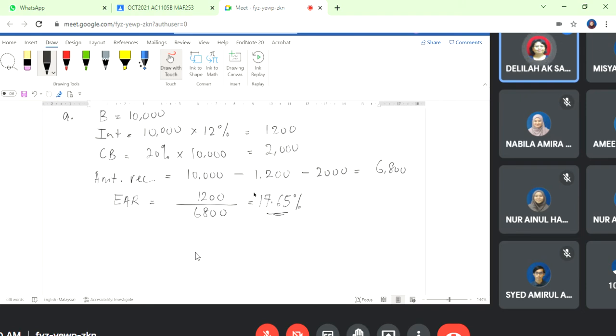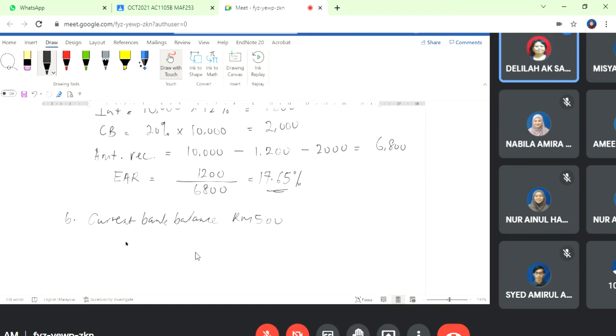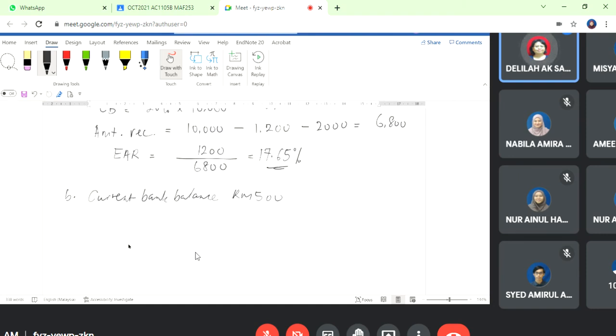Okay. So this one, in the first situation, you don't have money in your bank. Okay, now you have in your bank account the current bank balance of 500 ringgit. Okay, so we will see the effect of this. Now the interest calculation is the same. Okay, you are calculating on 10,000, borrowing it for 1 year at 12%.